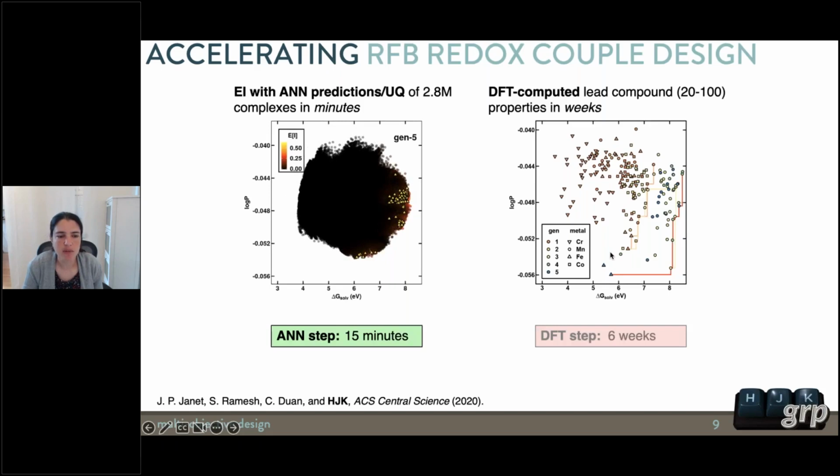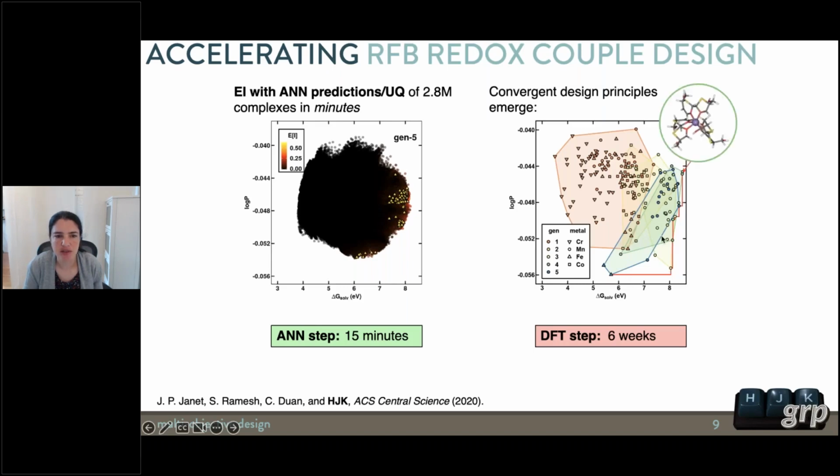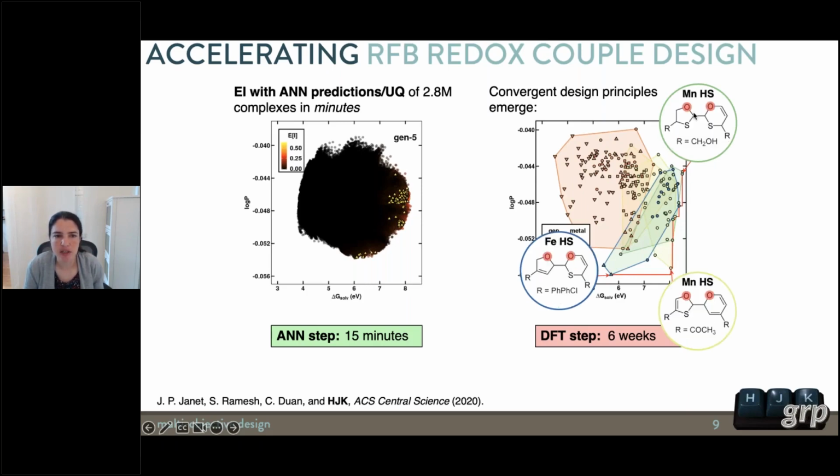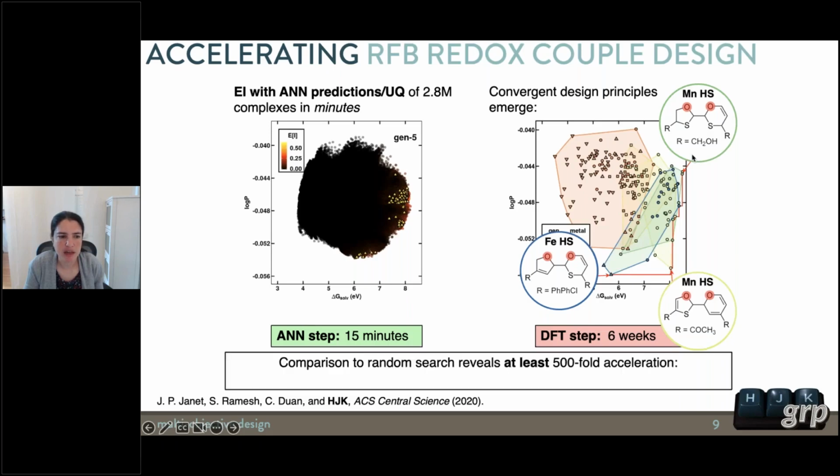And so after about 15 minutes with the neural net and 6 weeks with DFT, we decide to stop and take a look at what the leads are on this Pareto front. And all of these points really reside in the last few generations of the optimization. And in general, if we're interested in maximizing redox potential without sacrificing solubility, what we find is that these manganese high spin complexes with oxygen in the ring and sulfur in the ring are really the optimal design.